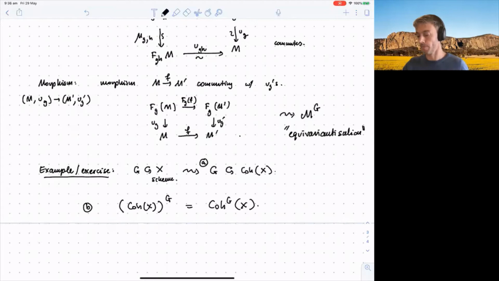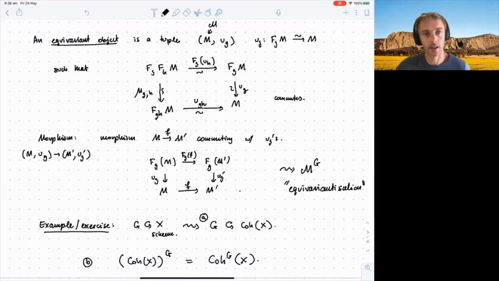Okay. Are there any questions on this bit? Okay, I think this is extremely natural. So an important remark is to notice that the equivariantization is a module for Rep G.